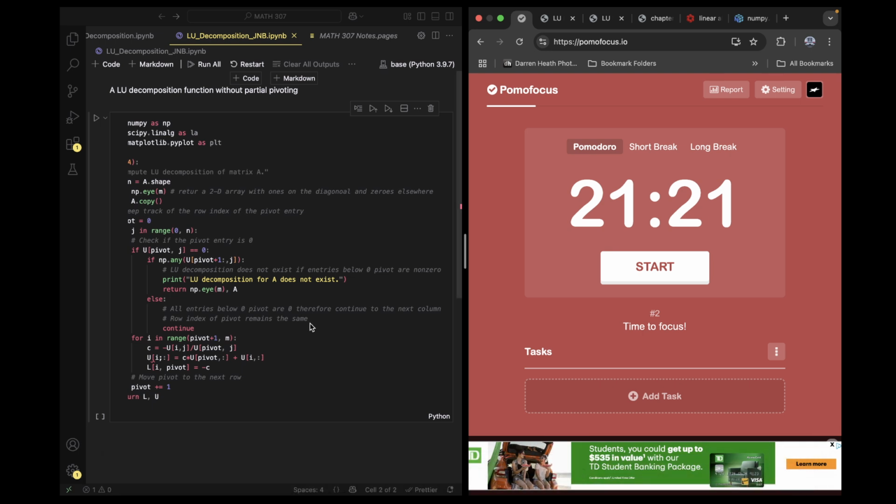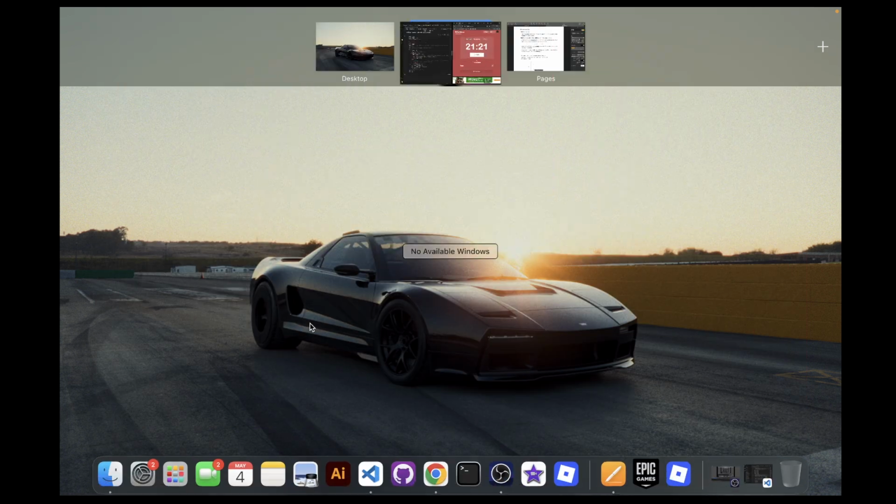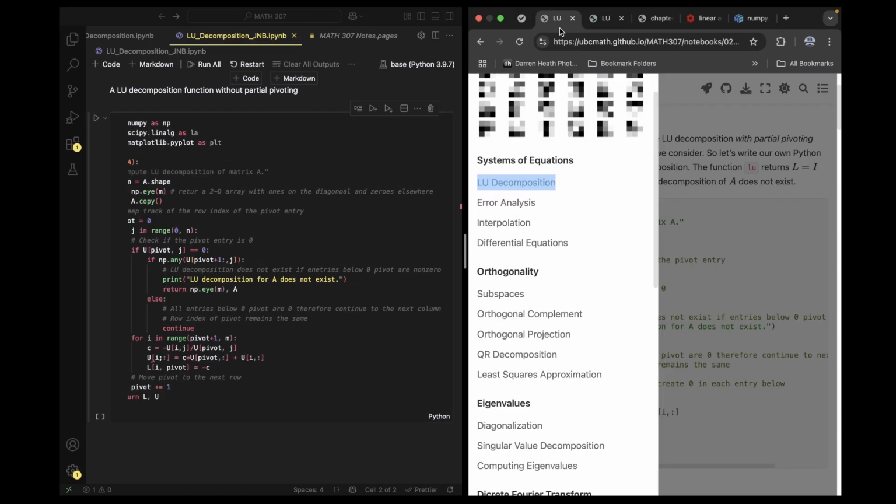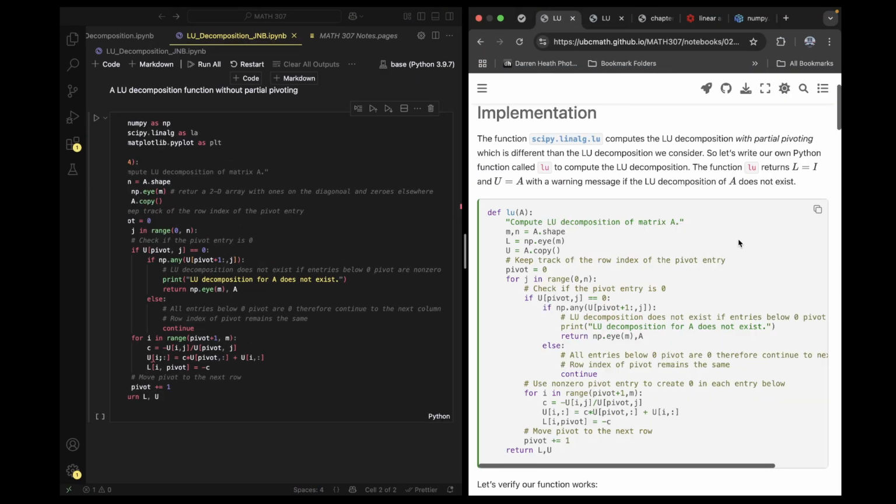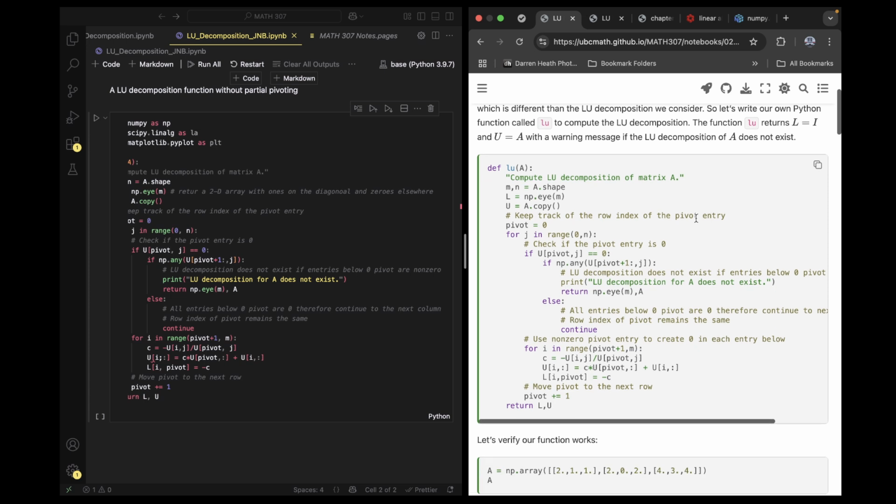We understand forward and back substitution now, and we're beginning to understand how the LU decomposition function works. So little steps forward.